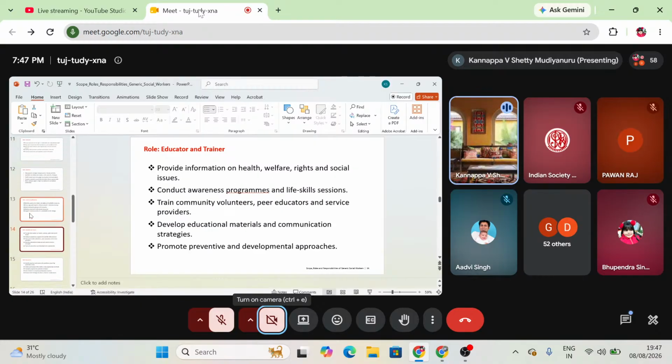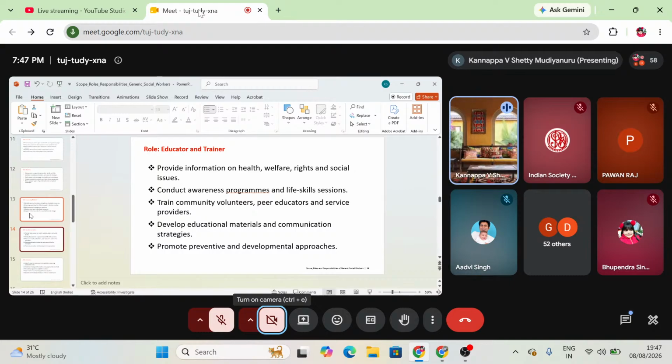Educator and trainer, another very important role for generic social worker. Provide information on health, welfare, rights, and social issues. Conduct awareness programs and life skill sessions. Train community volunteers, peer educators, and service providers. Develop educational materials and communication strategies. Promote preventive and developmental approaches.